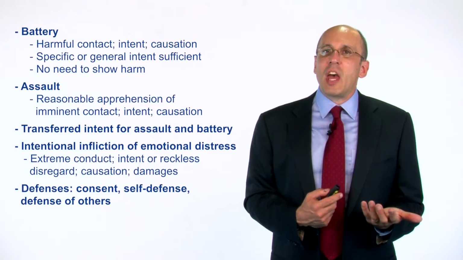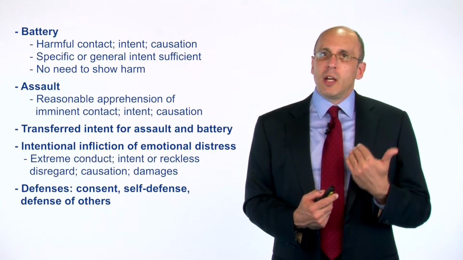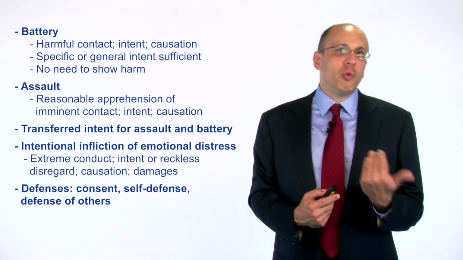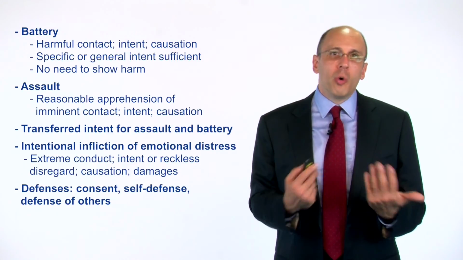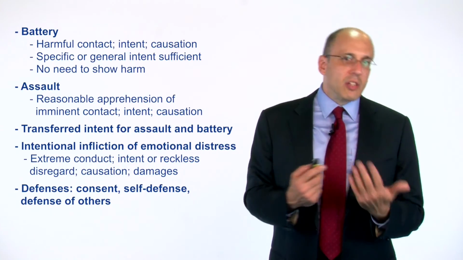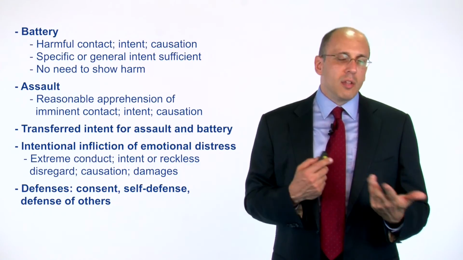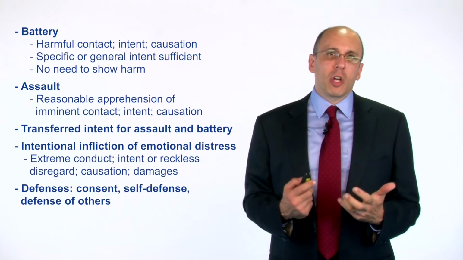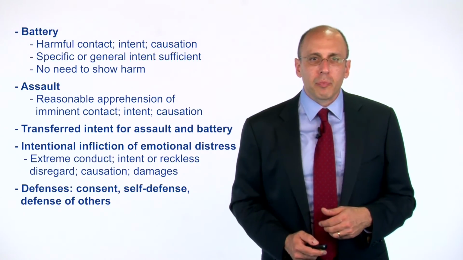One would be consent. So obviously, if I touch you in some way that causes harm, but I only touched you because you told me I could, that would be a defense, even though you might have been harmed in the end. Consent can be express or implied, and to figure out whether somebody implicitly consented, you have to look again at what a reasonable person would think was consent.